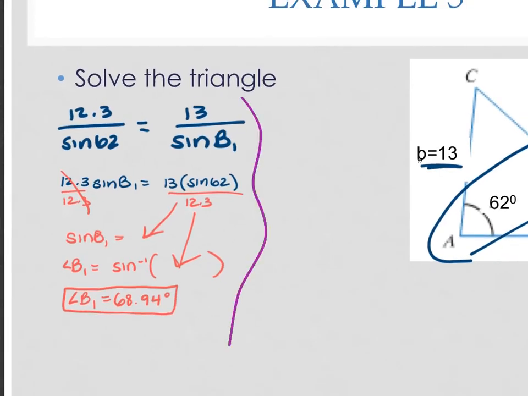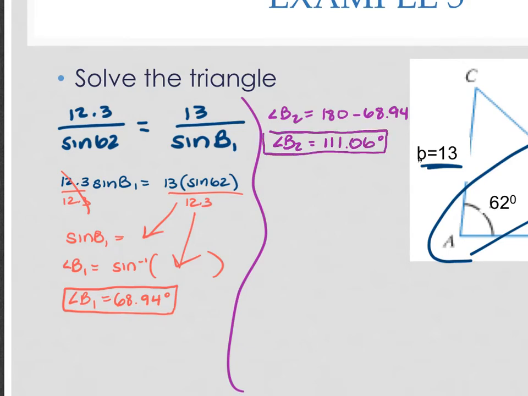And then to remind myself to check for a second triangle, I'm going to come over here and say B2 is the supplement to that. So 180 minus 68.94. Which is 111.06. So I do it right away to remind myself there's a second triangle. If you want to continue on and do the whole first triangle and then start your second triangle, that's totally fine too. But my advice is to make sure you do something to remind yourself that that's the second triangle.